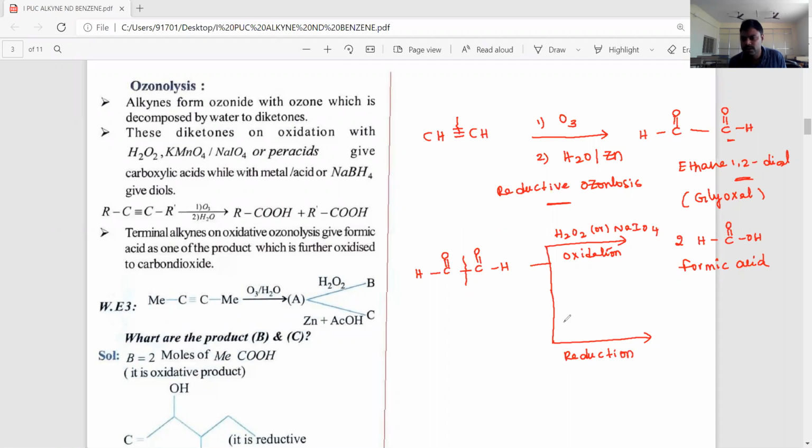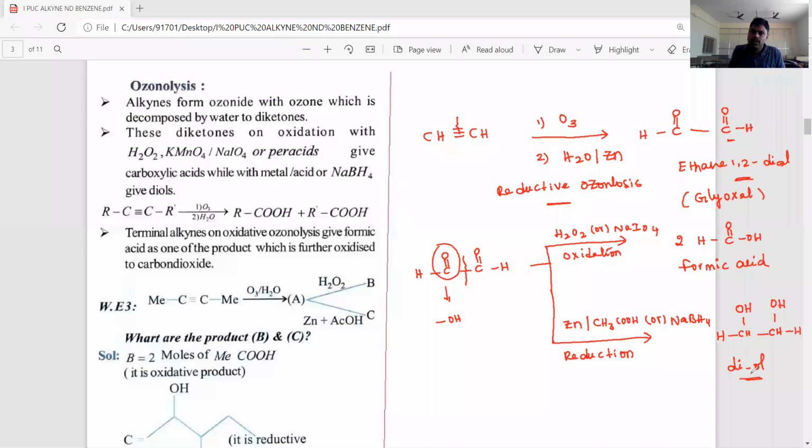Now, instead of oxidation, with the same reactant you can do reduction in the presence of zinc metal and acetic acid. The acetic acid is the solvent and produces protons. Or use sodium borohydride, which is also an important reducing agent. It reduces the C double bond O group into an alcohol, the OH group. Then the product is H-CHOH-CHOH-H, which is a diol. Ethane-1,2-diol is the product.